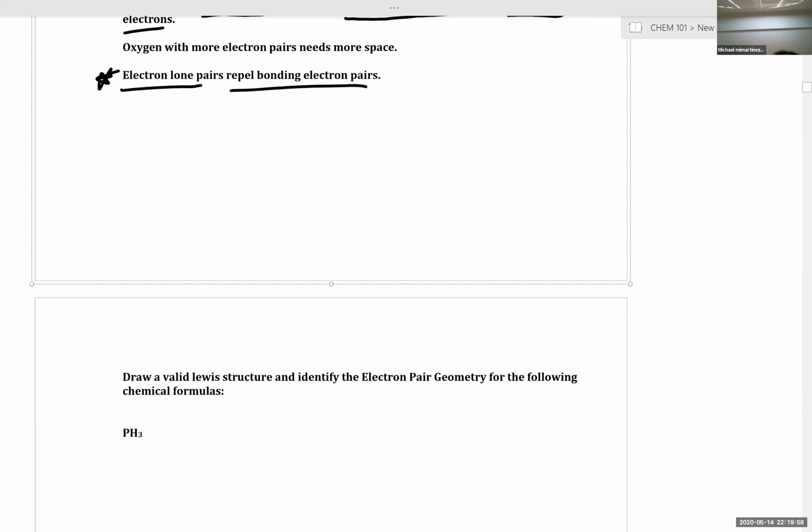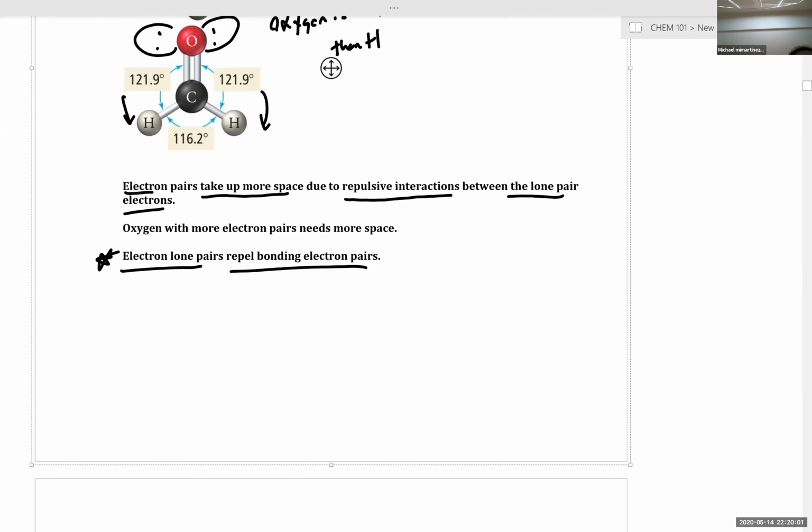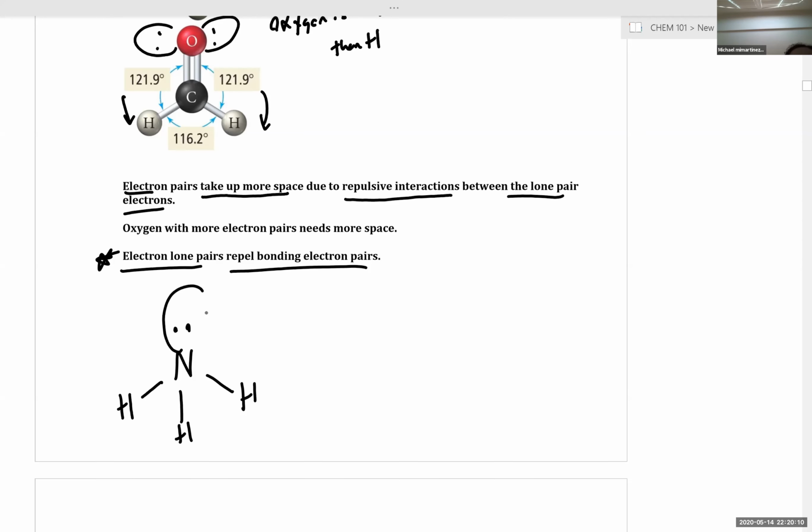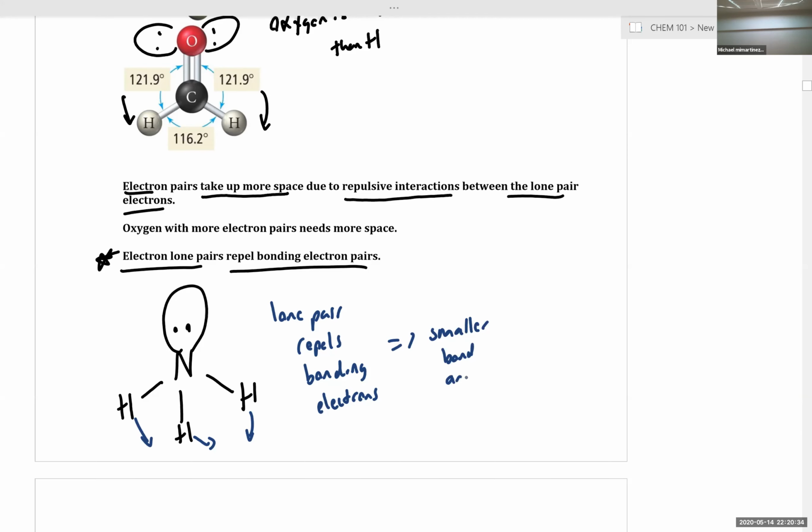So to showcase this idea, for example, we're looking at ammonia. This lone pair is a space hog. It takes up a lot of space. And as a result, these bonding electrons get pushed away. This lone pair repels bonding electrons, leading to a smaller bond angle. And it's about a change of 1.5 degrees per lone pair.